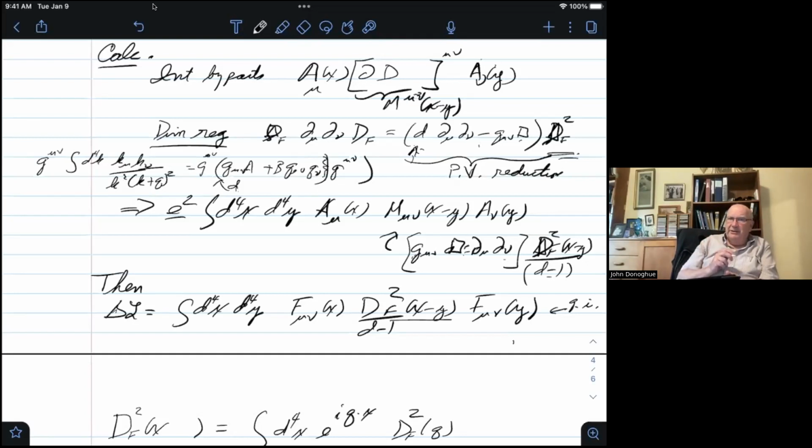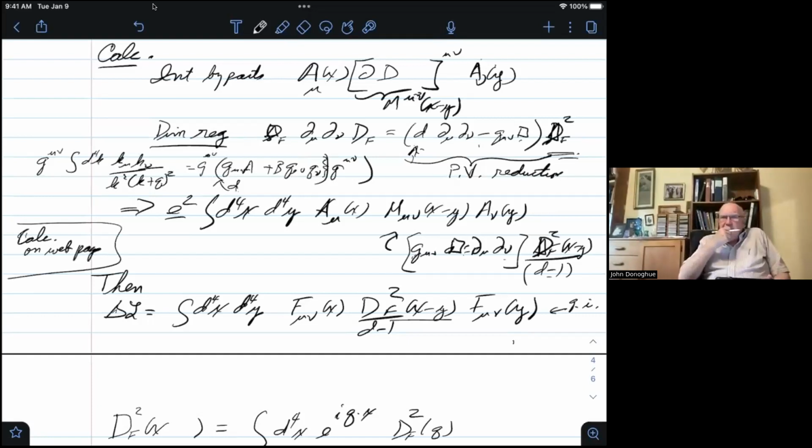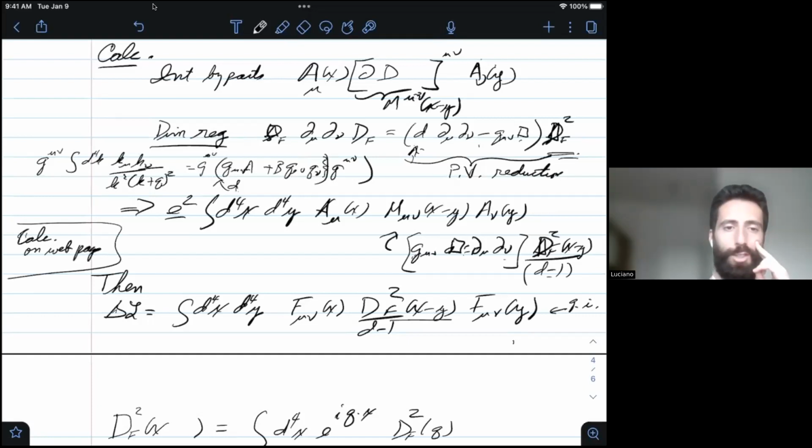Is that sufficient explanation to trust what I did? This calculation actually exists in the literature. Why don't I put it on the web page? I'll put the calculation on the web page, where we do all the steps in great detail. Okay, Ahmed said thanks, so I guess it's okay as an explanation for the moment.